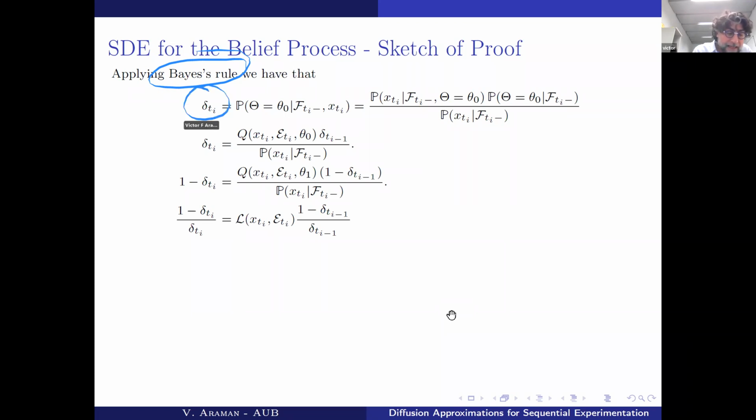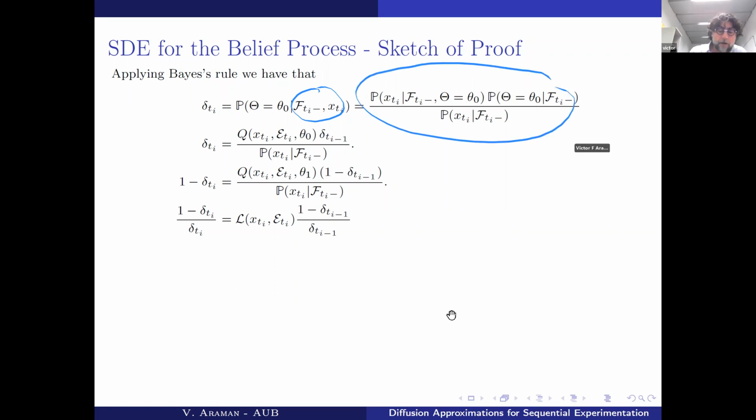So I'm looking at delta t at the time of an experiment. And at the time of the experiment it is basically equal to the probability that theta equals theta 0, knowing my entire filtration. And by applying the Bayesian rule, I divide it this way. I flip the probability. Now, this term is just delta t minus 1, right? Because this is a condition on the filtration without the last outcome. This one is given by exactly Q.